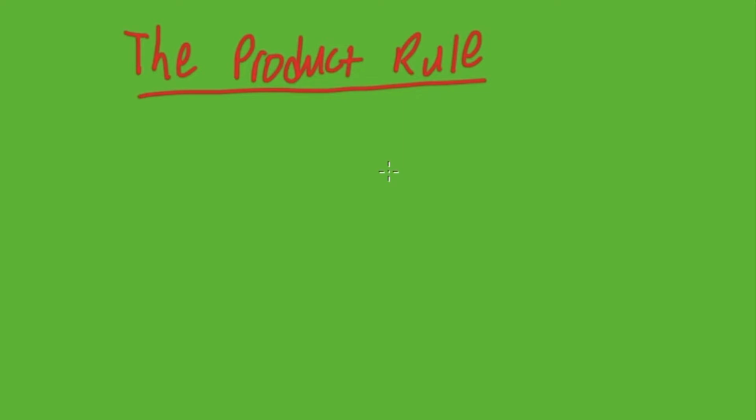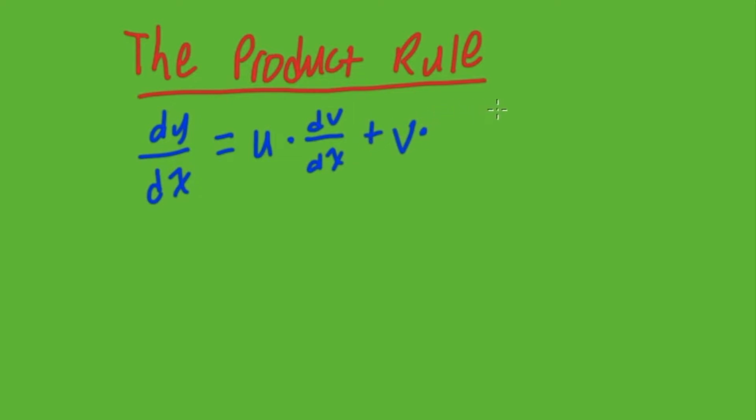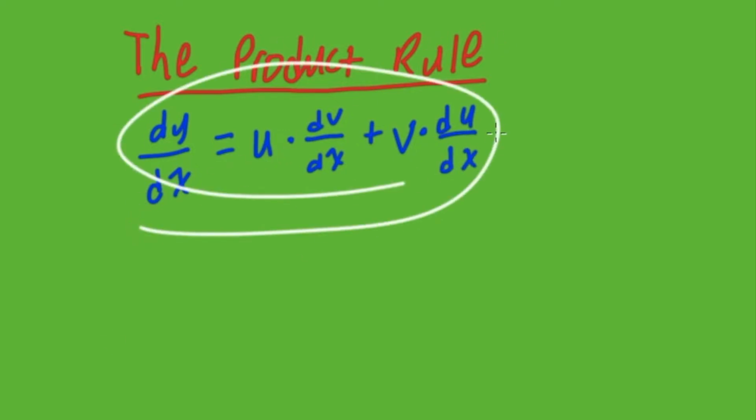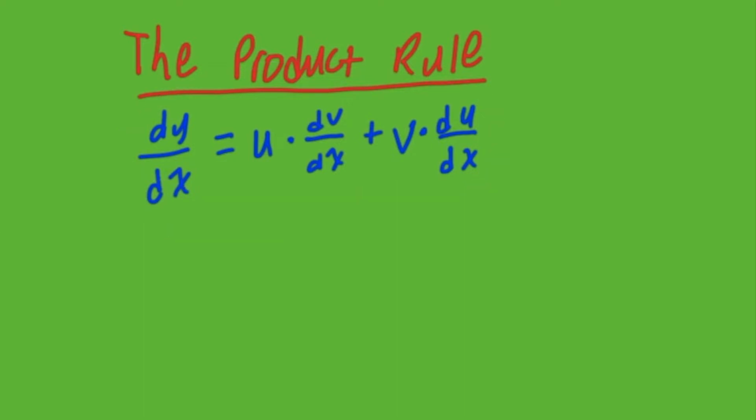This formula can be written a few different ways, but I like to write it like this. So we have dy/dx, meaning the derivative. So the derivative is equal to u times dv/dx plus v times du/dx. Now this rule might look very confusing right now, but once you see it used in an example, it will actually be quite simple. So let's look at that example.